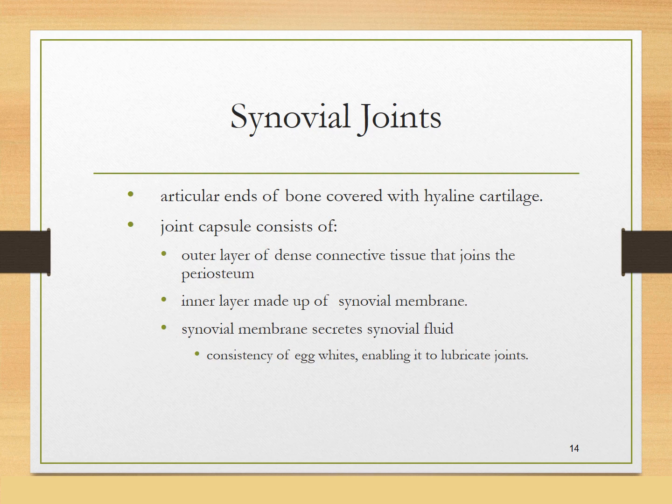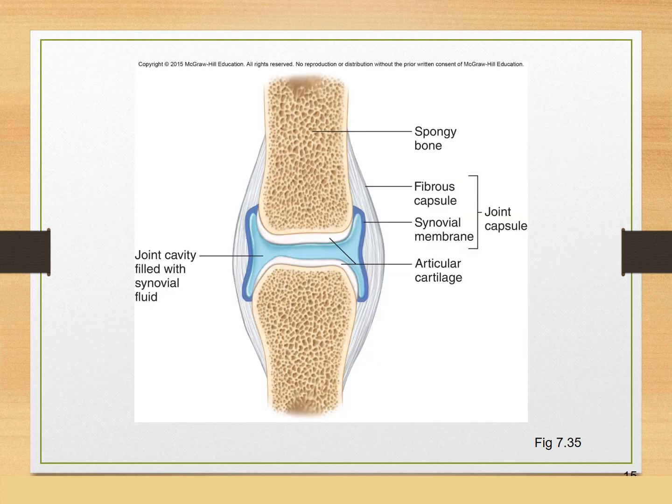The key point in synovial joints is that you never want bones to rub up against each other. That would lead to osteoarthritis, which sometimes happens in individuals. This diagram shows you the joint capsule.